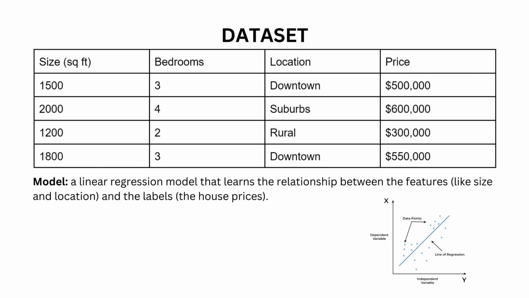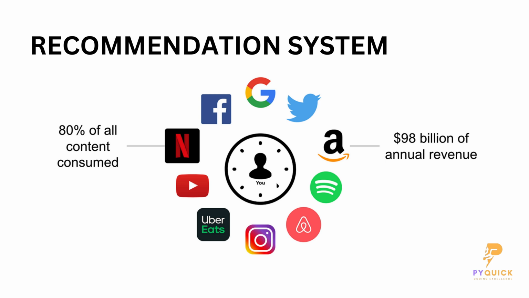Now, let's make this interactive. Think about your own experience with technology. Have you ever used a recommendation system on Netflix or Spotify? These systems use machine learning to suggest movies or music based on your past preferences.